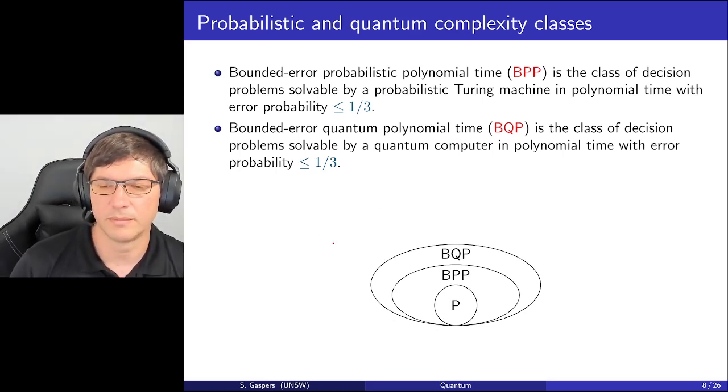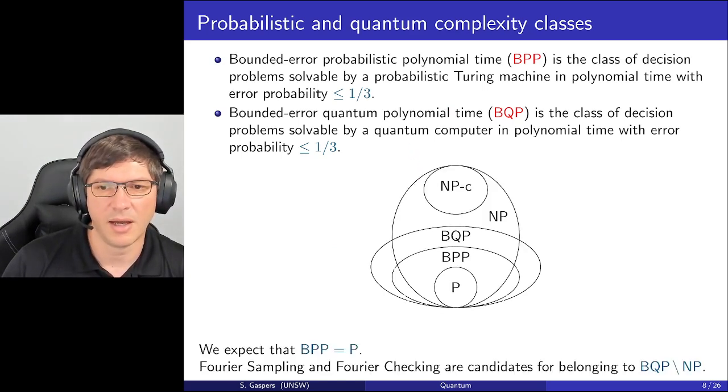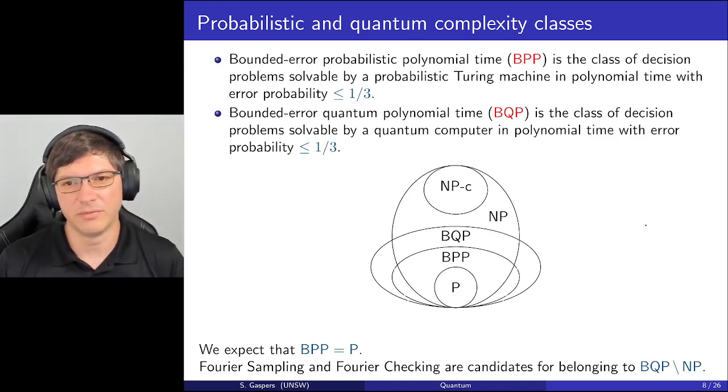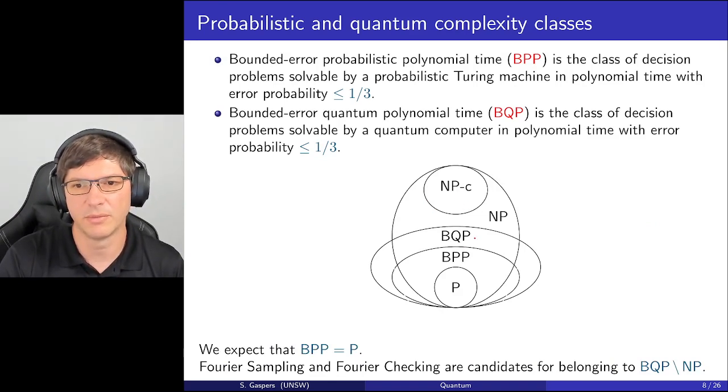So can polynomial time quantum algorithms solve problems that are NP-complete? Well, it's not believed to be the case. It's believed that NP-complete problems do not intersect with BQP. So no NP-complete problem can be solved in polynomial time on a quantum computer.